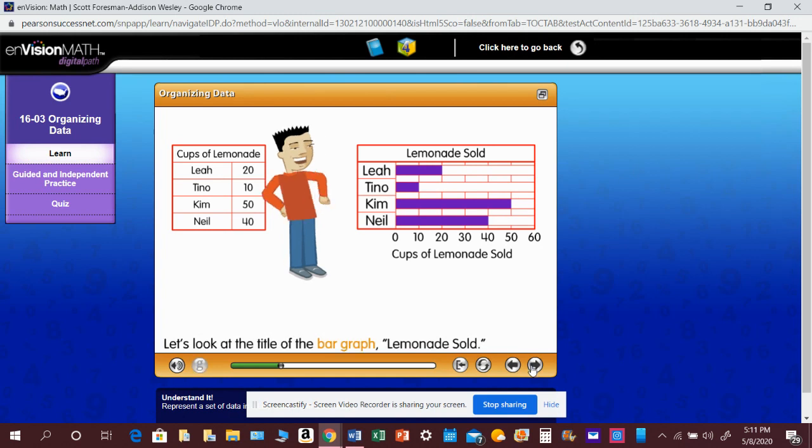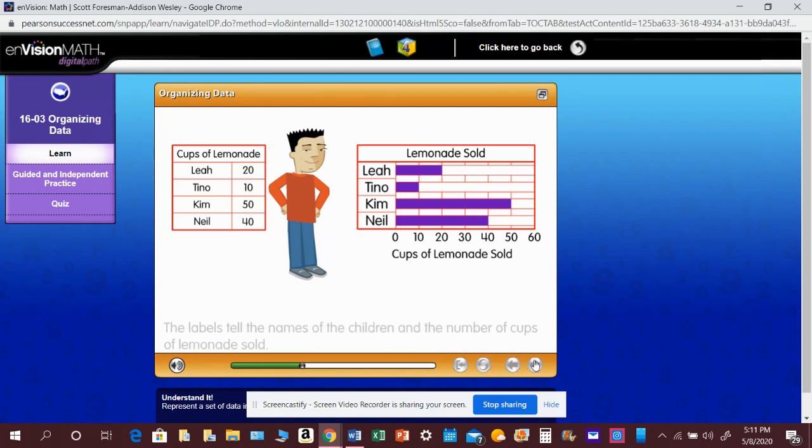Let's look at the title of the bar graph. Lemonade Sold. What does the title tell you about the bar graph? The title tells you what the bar graph is about. Okay, and again, it's telling you how many cups of lemonade each child sold. The labels tell the names of the children and the number of cups of lemonade sold. What information does the bar graph show? The bar graph shows the number of cups of lemonade each child sold.